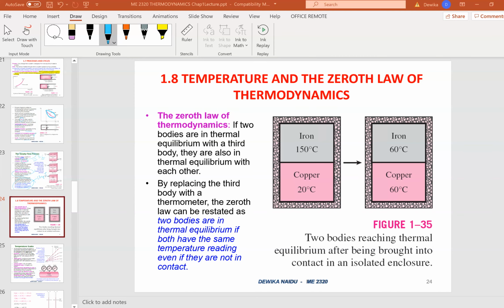Chapter 1.8, Temperature and the Zeroth Law of Thermodynamics. So this will be a continuation, the third video, or the last video for this chapter 1.